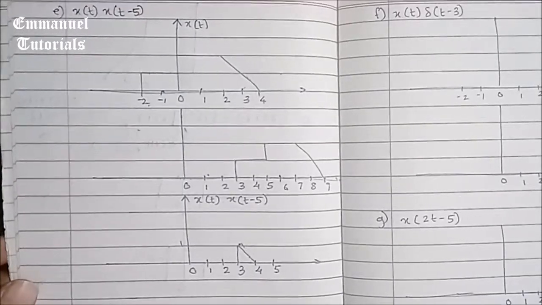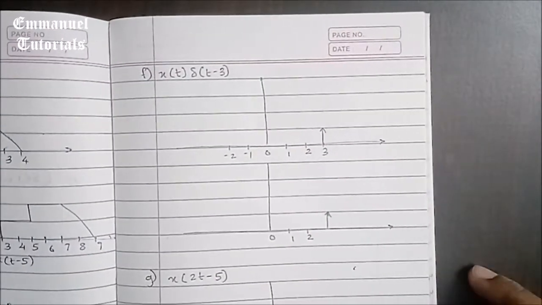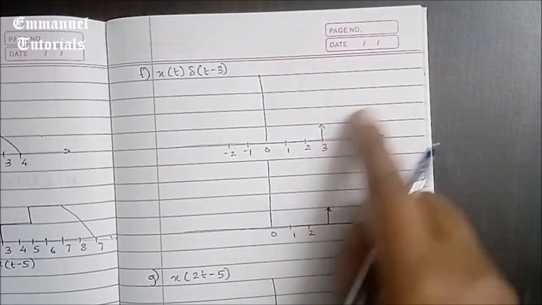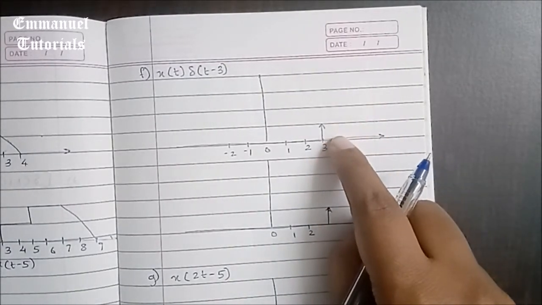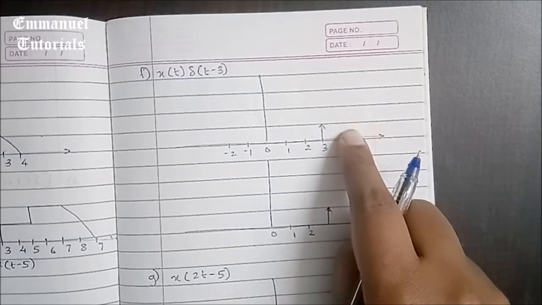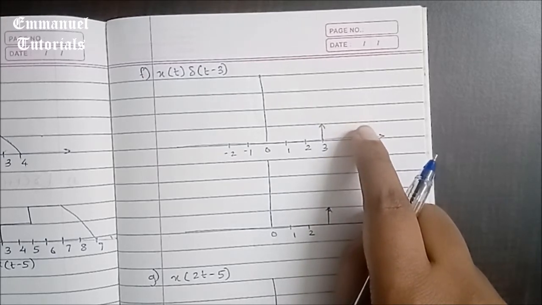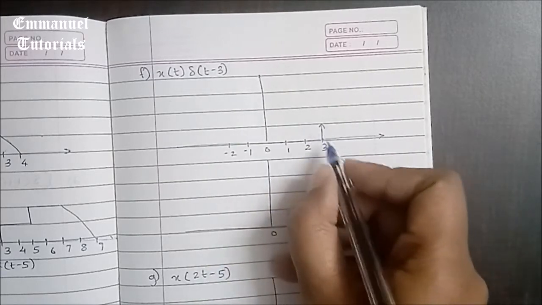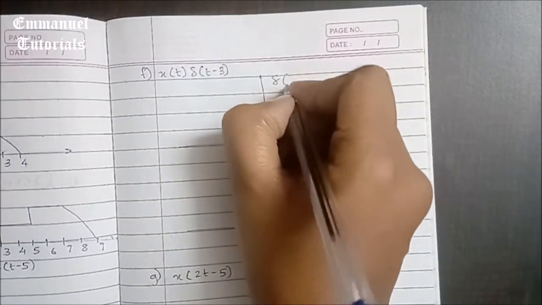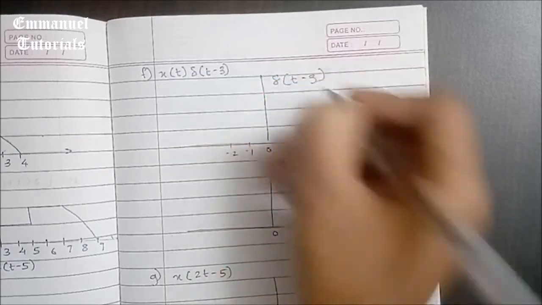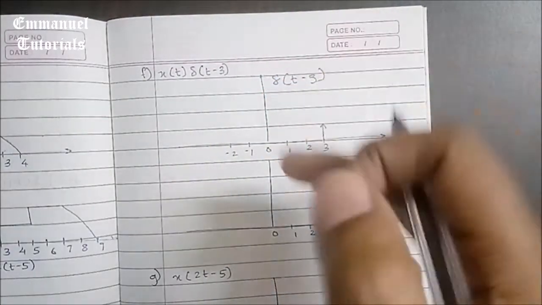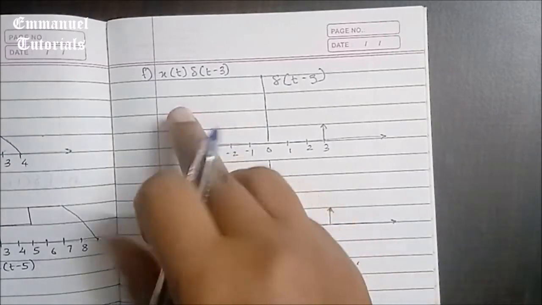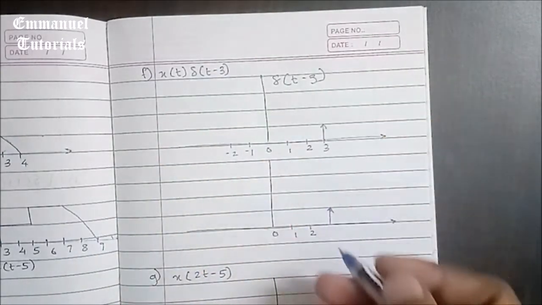Now let's go to the F part. F is x of t into del of t minus 3. Now del of t minus 3 is the impulse signal which is shifted by 3 to the right because it's delaying, because it's a minus sign. So this is what I've shown. This is del of t minus 3. Now you have to multiply x of t by this signal. X of t into this will be x of 3 into del of 3.